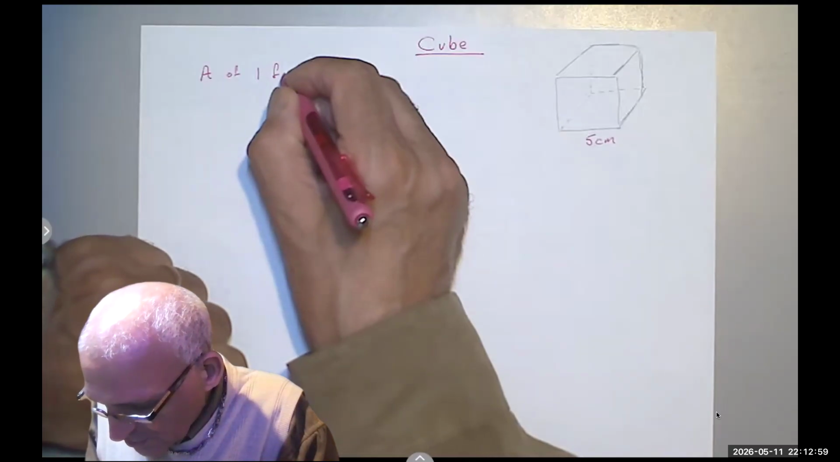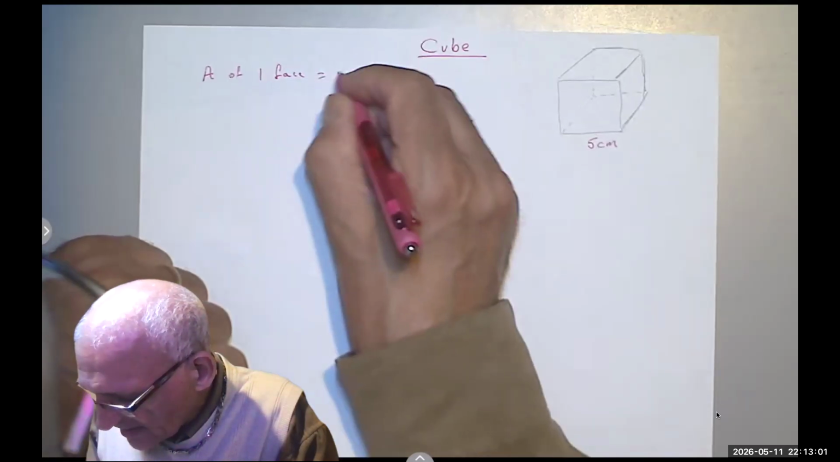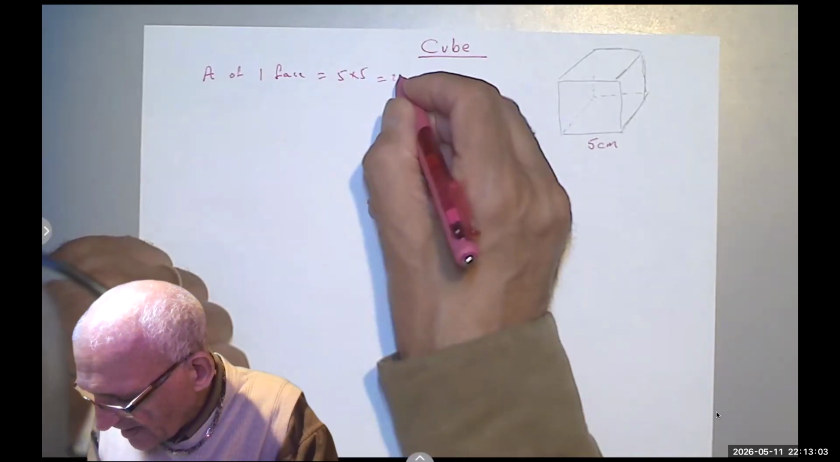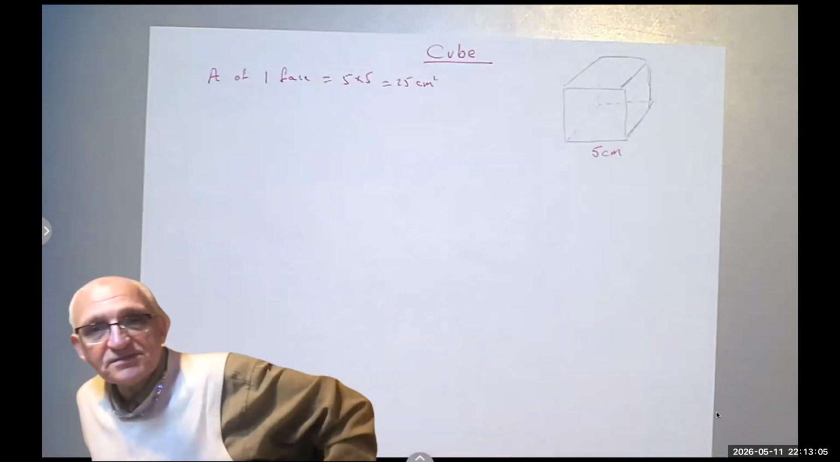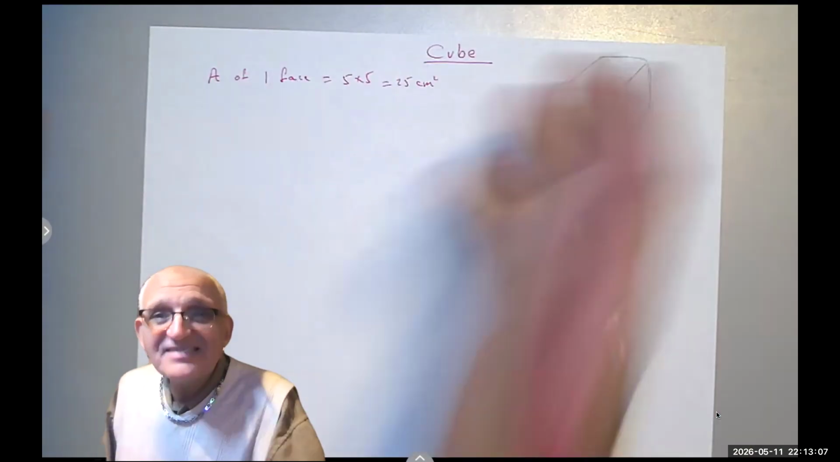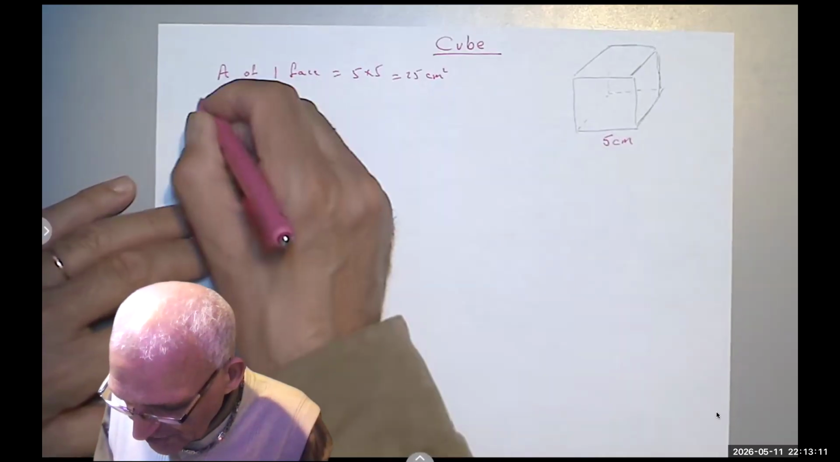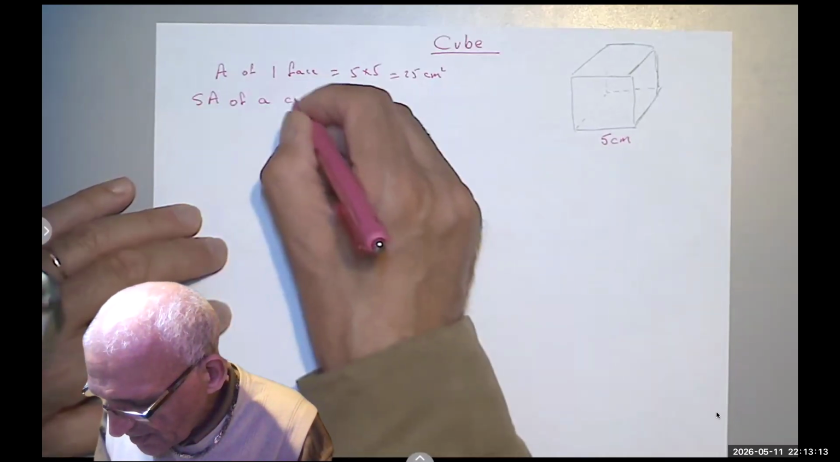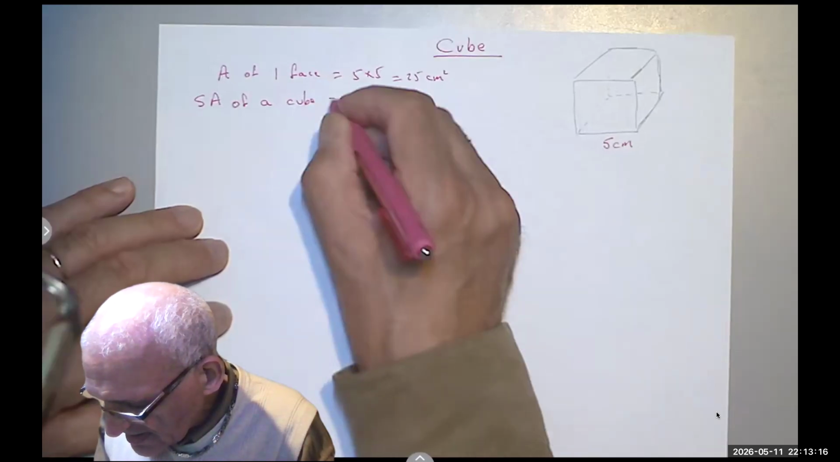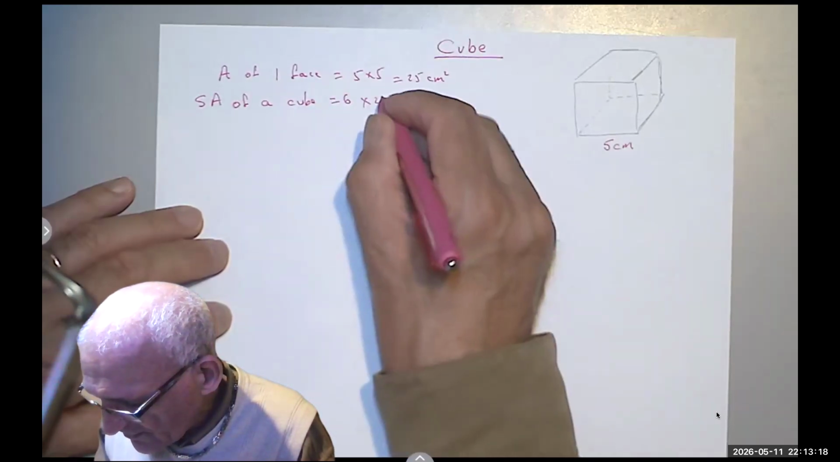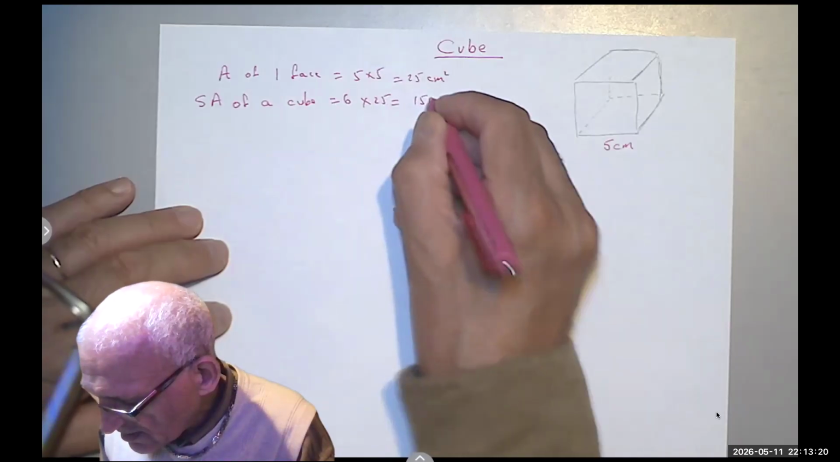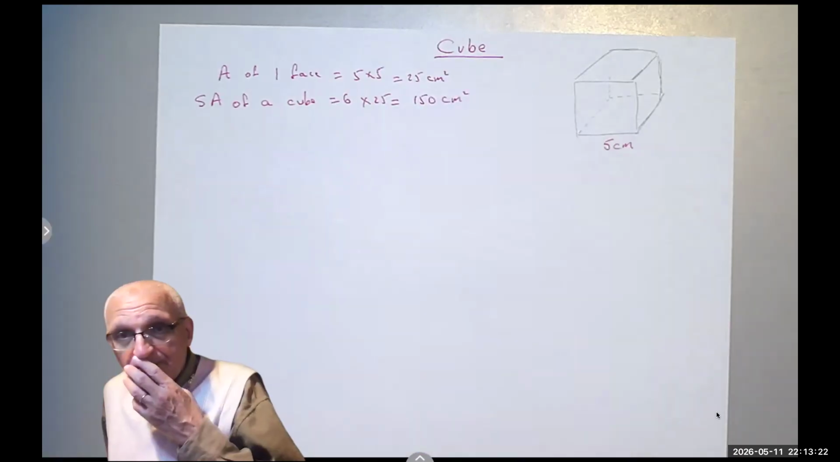So the area of one face would be 5 times 5 equals 25 square centimeters. And since I have six identical faces, the surface area of a cube equals 6 times 25, or 150 square centimeters.